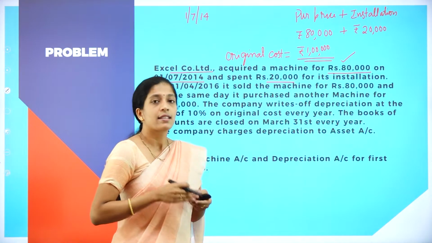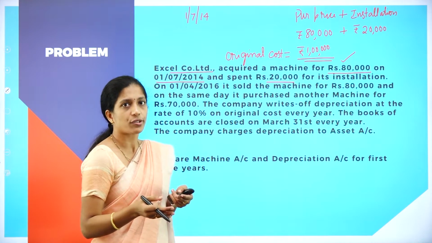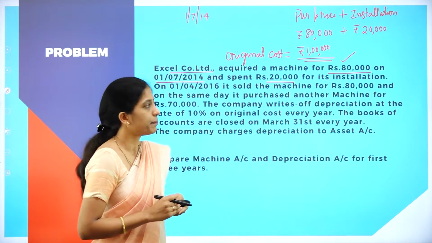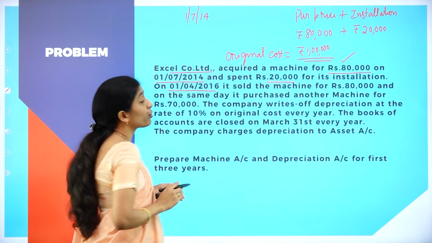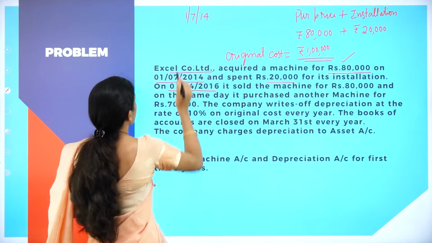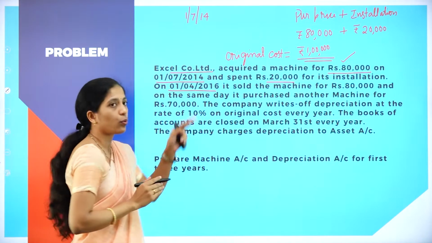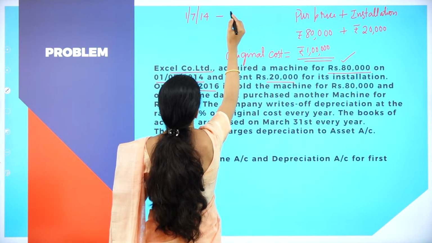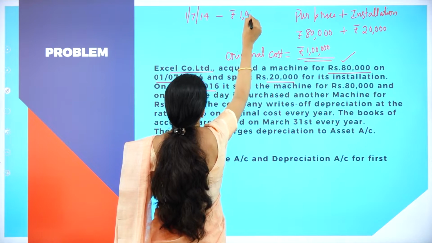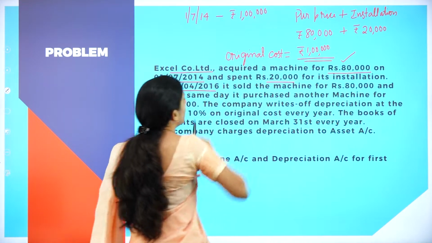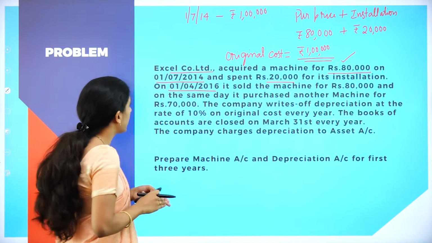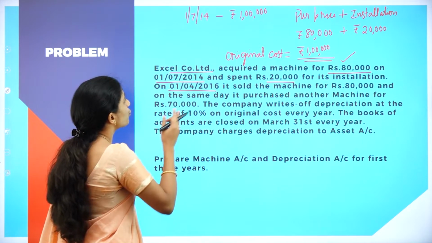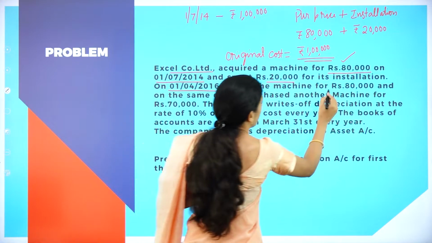In the same way, suppose they have given transportation charges also. Then you have to add them so that you will get the original cost of the machine. They purchased the first machine on 1/7/2014 and the worth of the machine is rupees 1 lakh. So this is about the first sentence they have given. Next they have given: on 1/4/2016 it sold the machine for rupees 80,000.